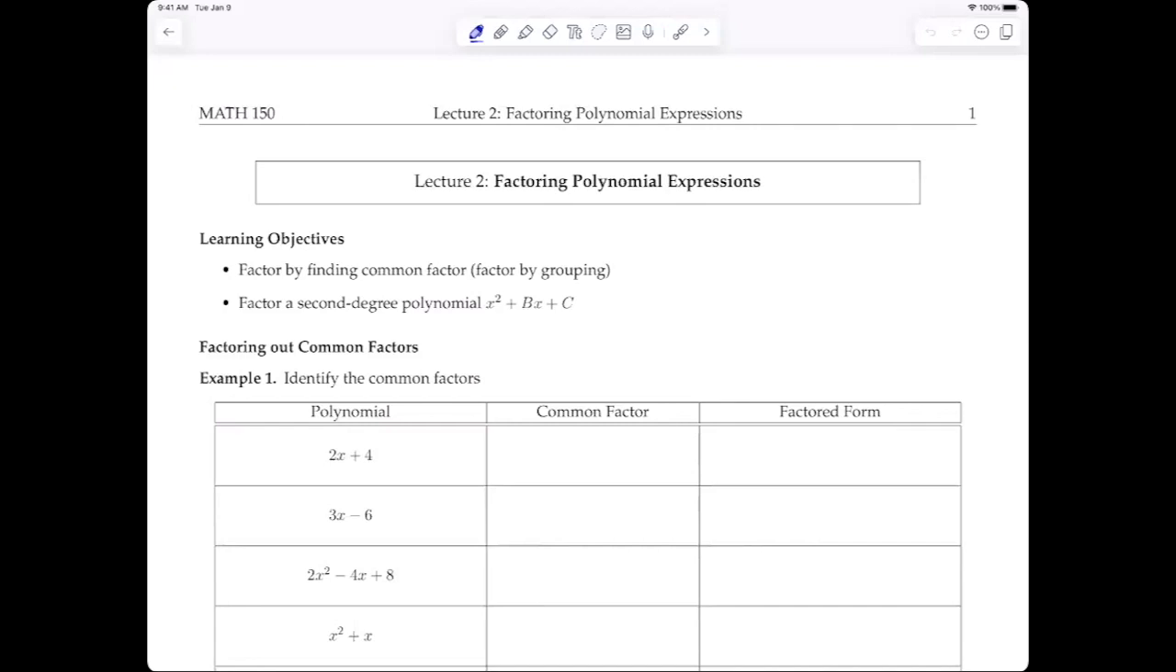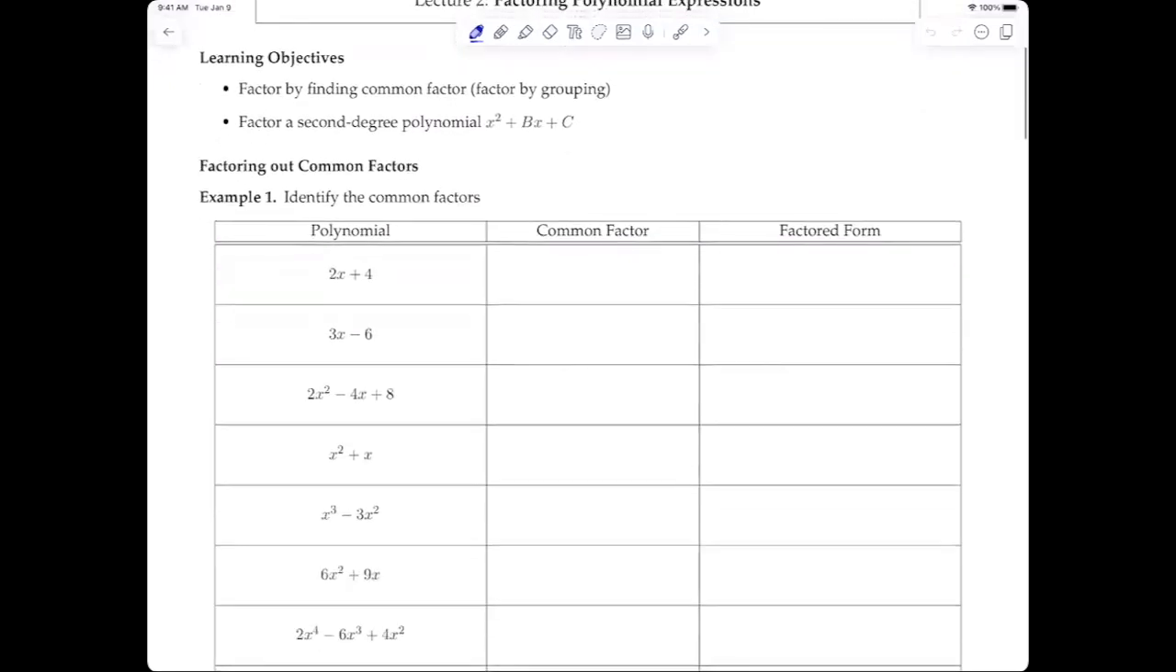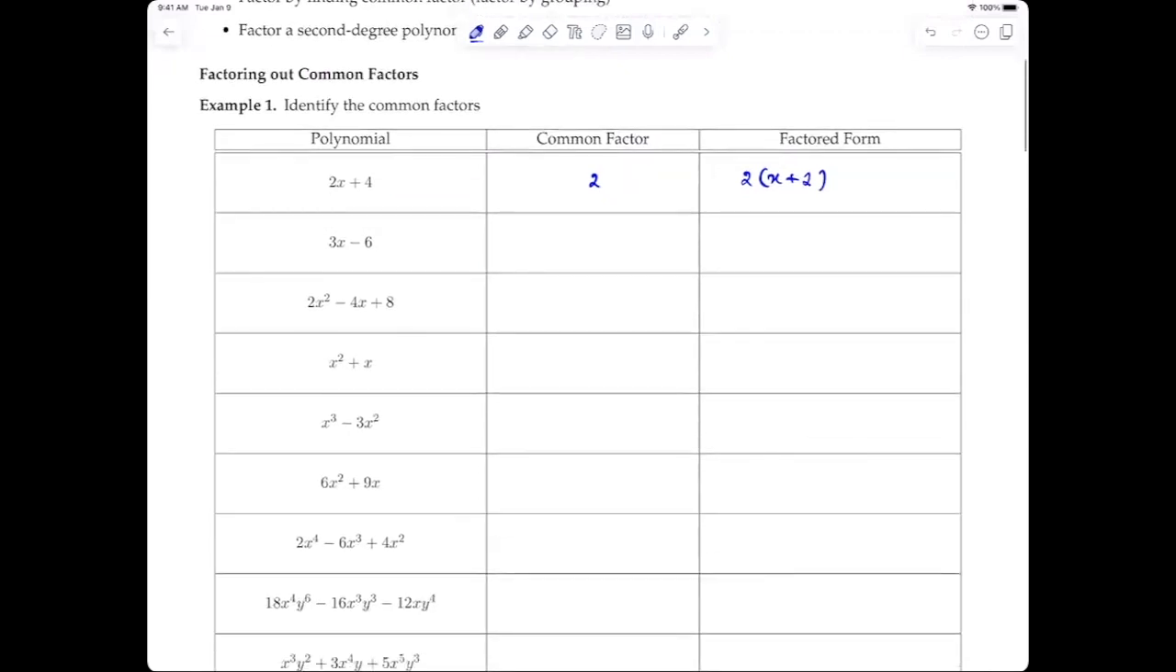Polynomial expressions in the first column. Let's try to find a common factor and rewrite the expression in factored form. Okay. 2x plus 4, what is the common factor here? 2, right? What about 3x minus 6? It's very simple. In the first example, 2x plus 4, the common factor is 2. In factored form, you have 2 times x plus 2. For 3x minus 6, the common factor is 3. The factored form is 3 times x minus 2.